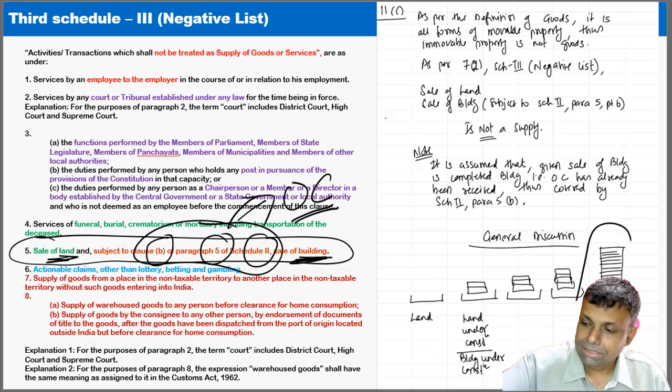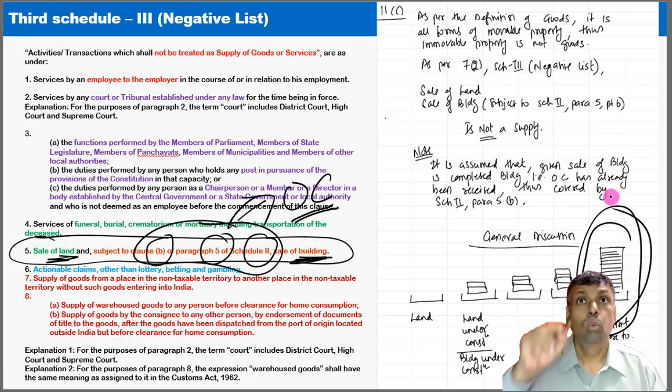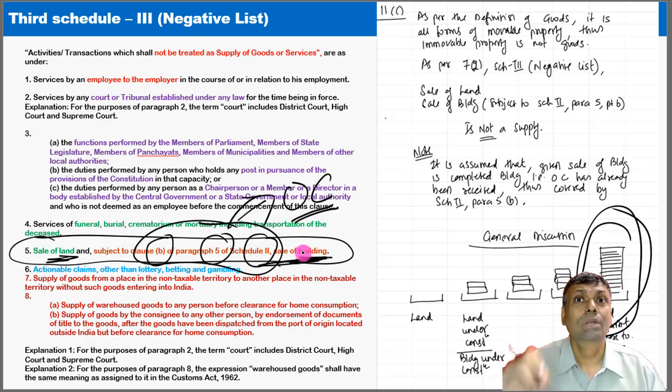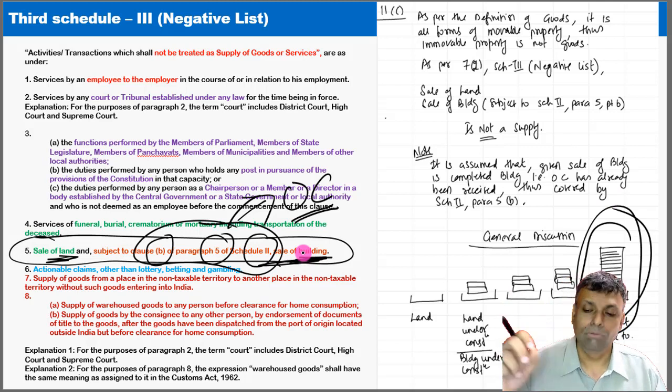So once the building is a completed building, I repeat, once the building is a completed building, thereafter if there is any sale of this particular building, it will not be regarded as subject to any GST, because that is in the negative list. However, under construction properties are not covered here. So under construction properties will have the GST implications, but if it is a completed building, which is the specified building in that particular schedule, it will not be subjected to the GST.